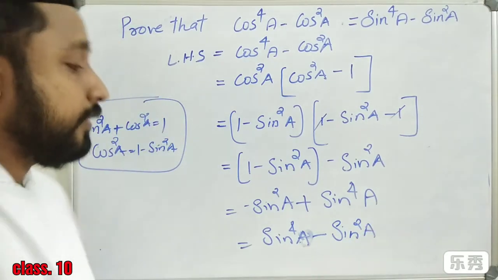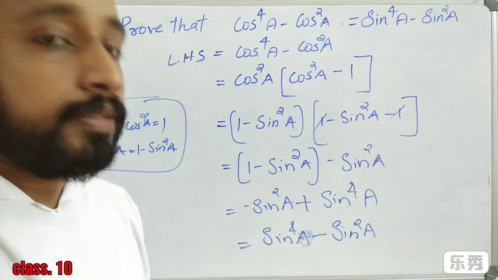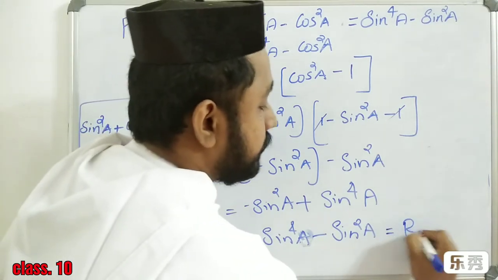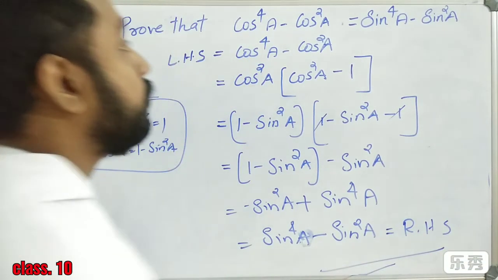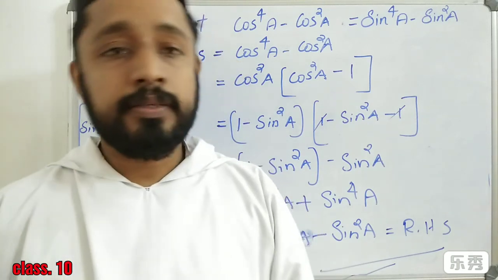Look at the RHS. Sin raised to 4 minus sin square, which is equal to RHS. So we can prove cos raised to 4 minus cos square is equal to sin raised to 4 minus sin square.